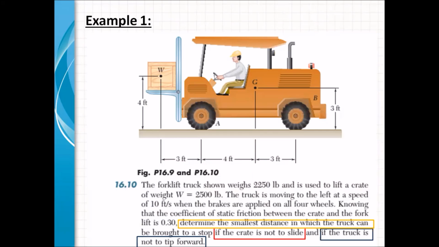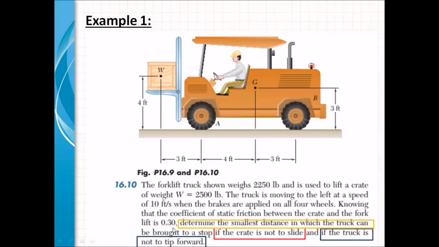For example, let's take this problem. This is from dynamics, a traditional dynamics problem. We have a forklift that is carrying a weight. If we read the problem here, it says that the forklift, showing weights, and so on, is used to lift a crate of weight, and so on. The truck is moving to the left at a speed of 10 feet per second. When the brakes are applied on all four wheels, knowing that the coefficient of static friction between the crate and the fork is 0.30.